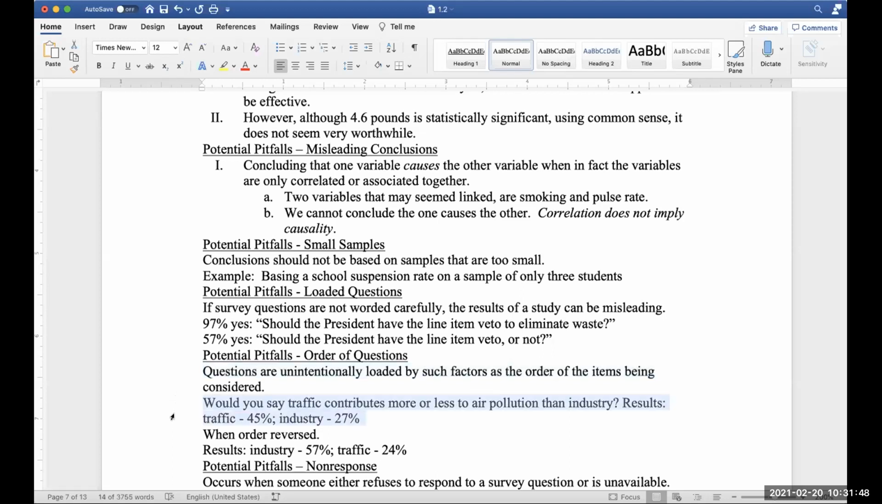We have the following results. Would you say that traffic contributes more or less to air pollution than industry? 45% said traffic, 27% said industry. Next, when they asked, would you say that industry contributes more or less to air pollution than traffic? The results were 57% industry and 24% traffic. So if I asked, would you say that tiddlywinks contributes more or less to air pollution than cars? The tiddlywinks would contribute more because it was mentioned first. Basically, whatever you say first is the answer people choose.